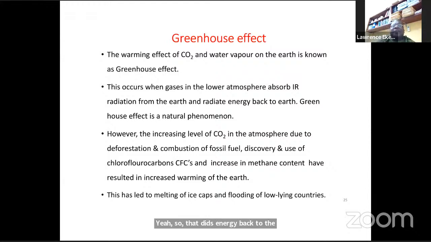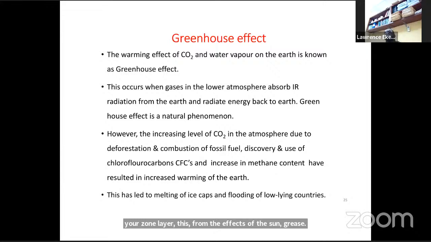Greenhouse effect is a natural phenomenon. Now, listen to this. We have what is called an ozone layer. You look up at the sky, you will see the blue color of the sky. That blue color of the sky is the ozone layer. What does the ozone layer do? It's shielding us. The function of the ozone layer is to shield us from the effects of the sun rays.